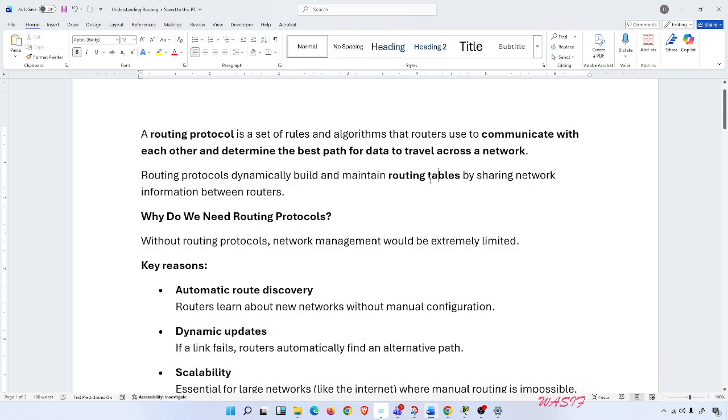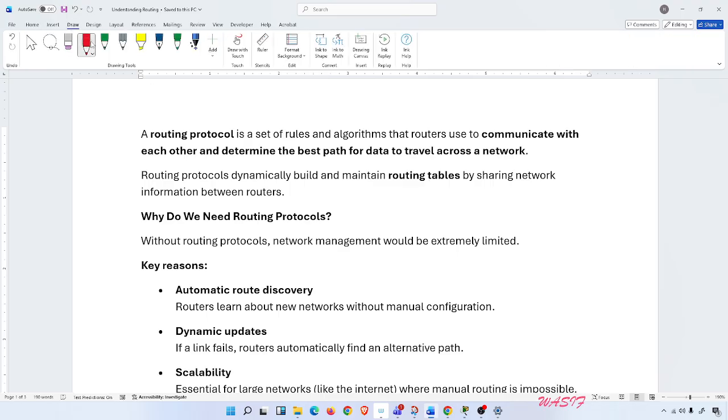Okay, this is related to understanding the routing protocol. First of all, what is a routing protocol? A routing protocol is a set of rules and algorithms that routers use to communicate with each other and determine the best path for data to travel across the network.